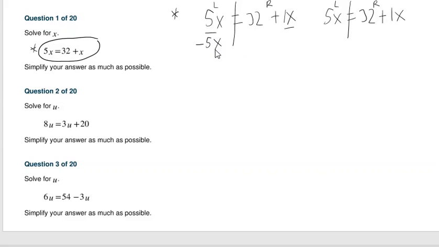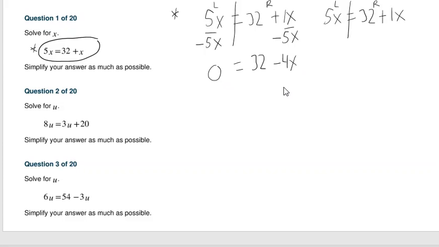If I subtract 5x from the left side, that is going to leave me with a 0. And whatever I do on one side, I have to do the same thing on the other side. So I'm going to subtract 5x from the other side. Now, a 1x and a negative 5x is going to give me a negative 4x. And then I still have my 32 on the right side of the equation. And on the left side, when you take a 5x and you minus 5x, you're going to be left with 0. And it's really important that you write that 0 down.